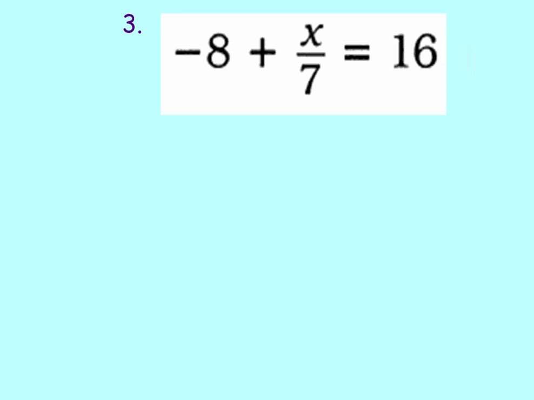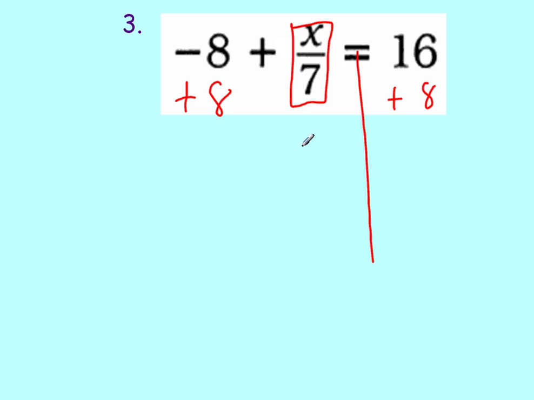In problem number 3, we have division. One thing that might help is to go ahead and box that term in first with the variable, so we know we don't touch that until the very end. Draw your line down the middle, and you have to start by getting rid of the negative 8. To get rid of negative 8, we add its opposite to both sides. Draw your equal sign there.